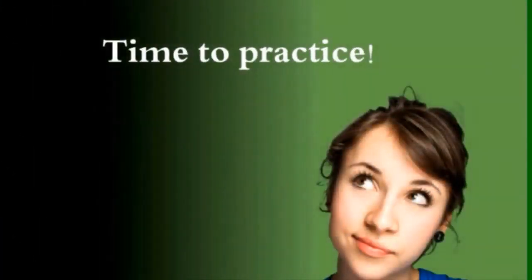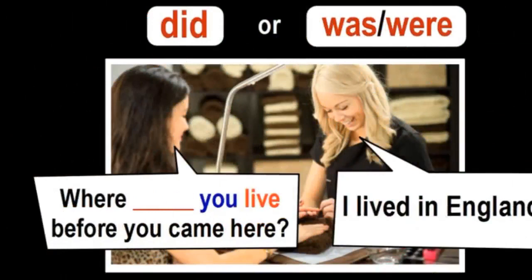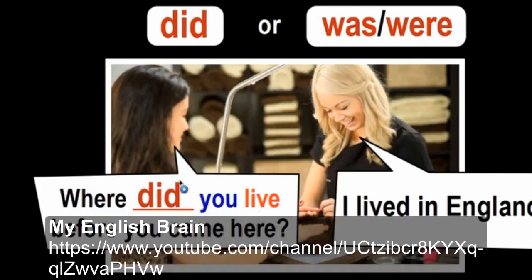Okay, so now it's time to practice. To practice, use did or was or were to finish the question. For example, where did you live before you came here? The question is about the verb live, the action. So we use did. Where did you live before you came here? Repeat.